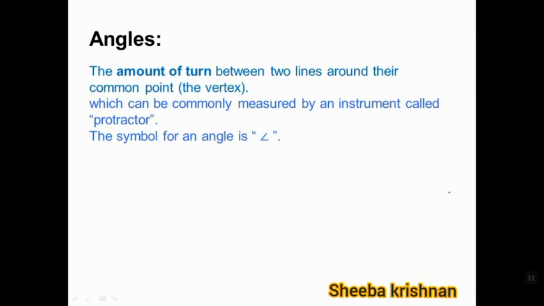Angles. The amount of turn between two lines around their common point is an angle, which can commonly be measured by an instrument called a protractor. The symbol for an angle is shown, and these are the two arms of an angle, and this is called the vertex, and the amount of turn is the angle. There are different types of angle. We have learned it.